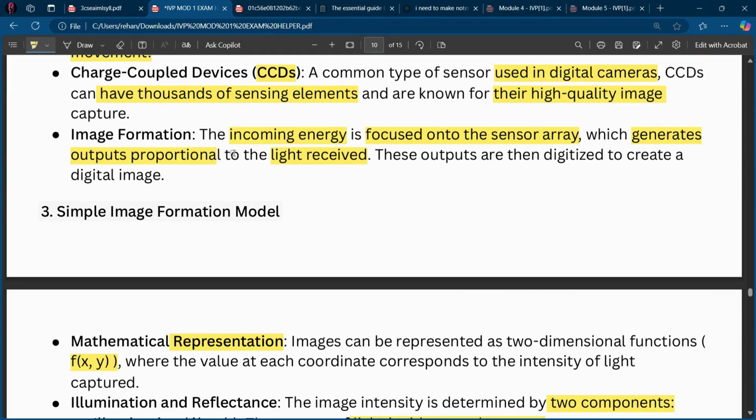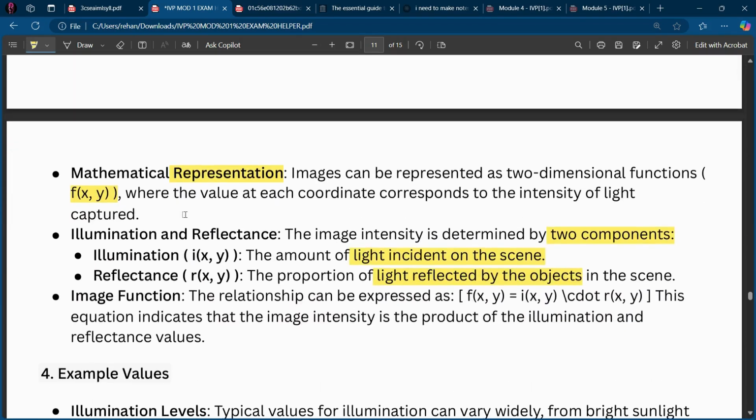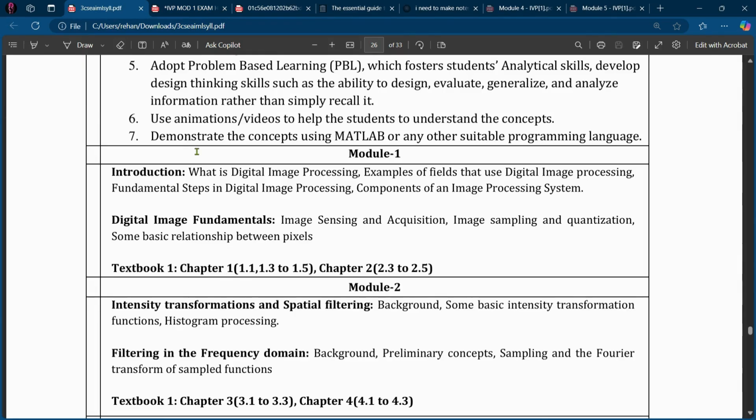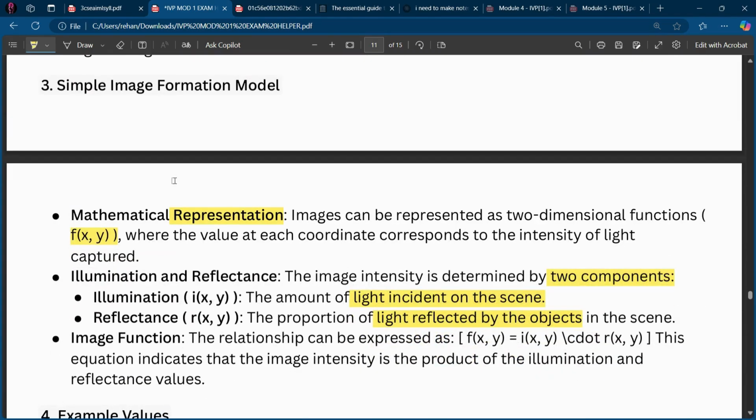These outputs are then digitized to create a digital image. These are all electrical signals, and they will then be converted to a digital image. Under this one topic, image sensing and acquisition, all these subtopics have come. Now we will talk about the third topic, the image formation model.